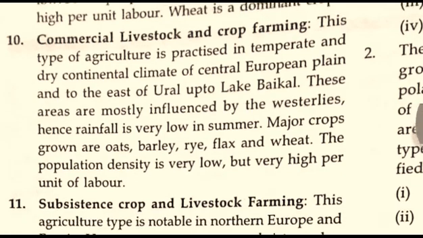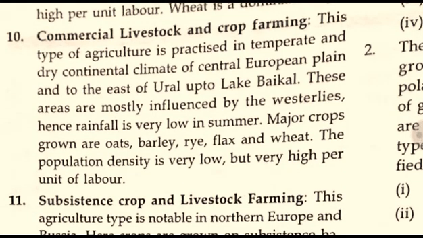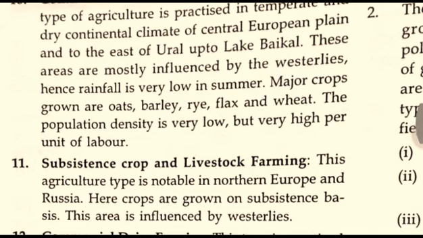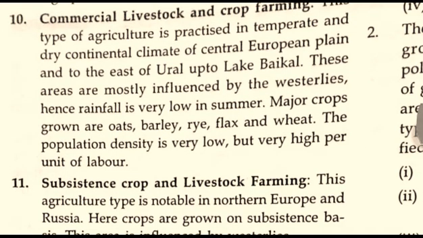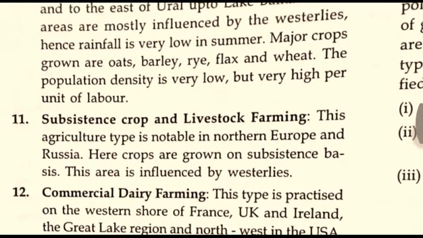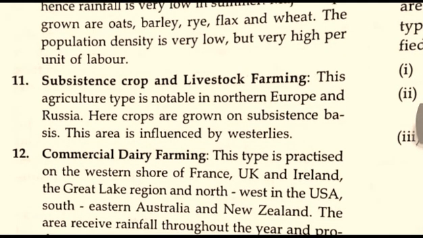These areas are mostly influenced by the westerlies, hence rainfall is very low in summer. Major crops grown are oats, barley, rye, flax, and wheat. The population density is very low but output is very high per unit of labor.